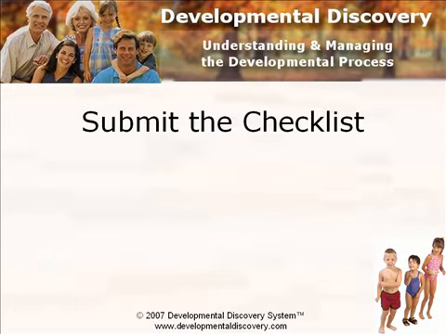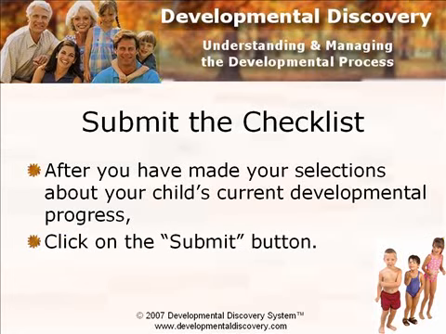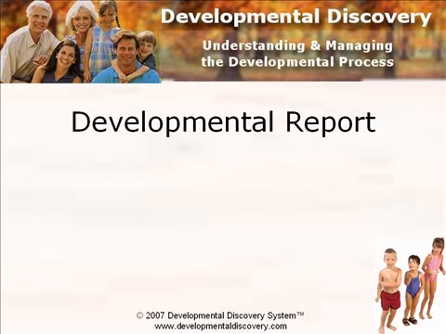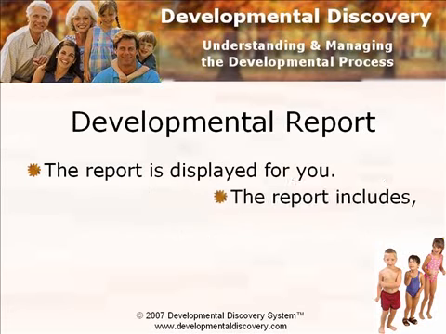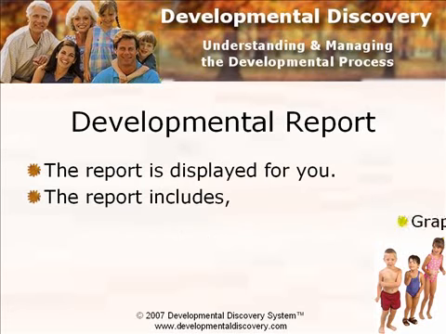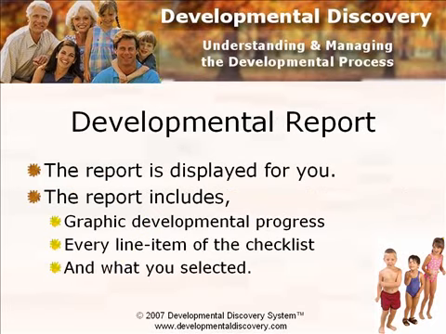After you have selected all the line items which describe your child's developmental progress, click on the Submit button at the bottom of the page. In response to your submit, the system will display the Developmental Checklist report on which you are working. This report includes a graphic representation of the child's developmental progress, and it shows the details, including everything you selected on every line item of the whole checklist.